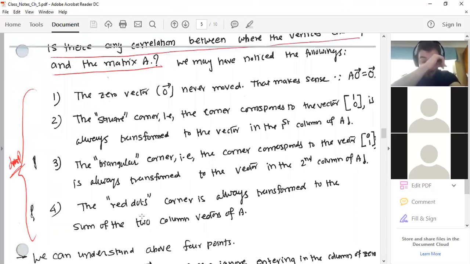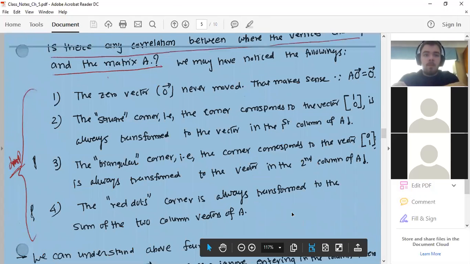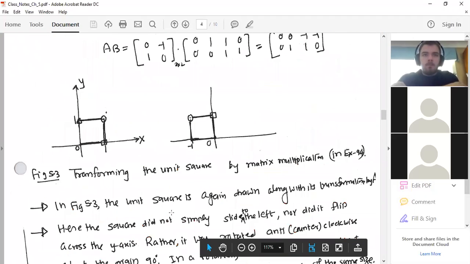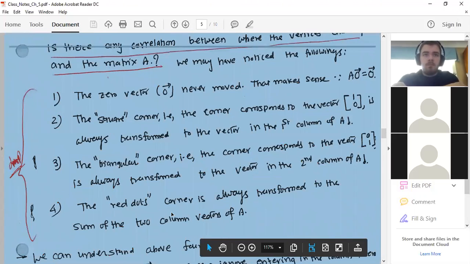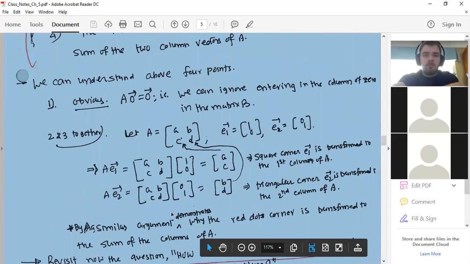The red dot corner is always transformed to the sum of the two column vectors of A. Okay, we'll see that over here.